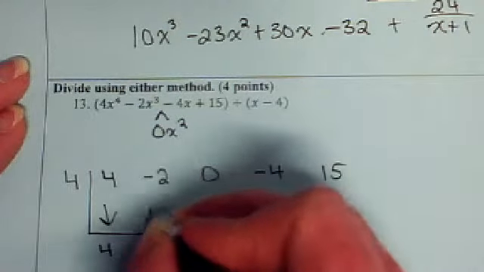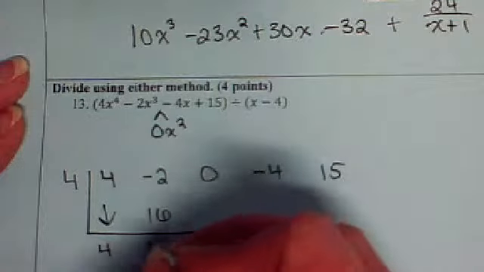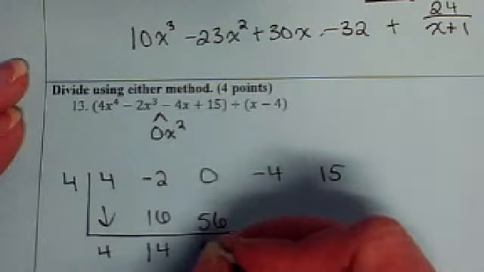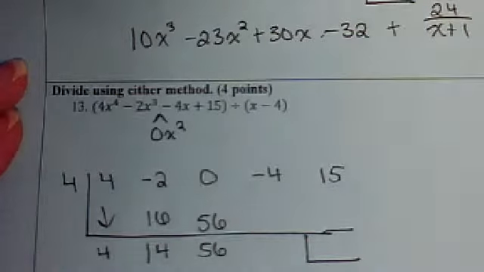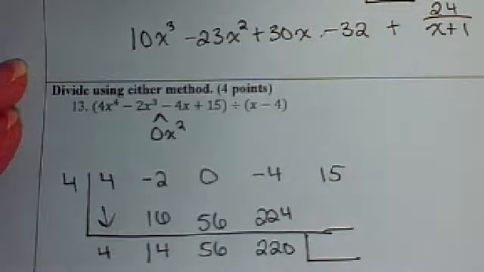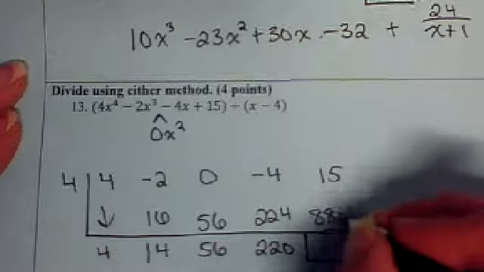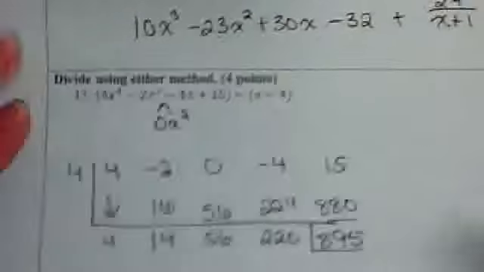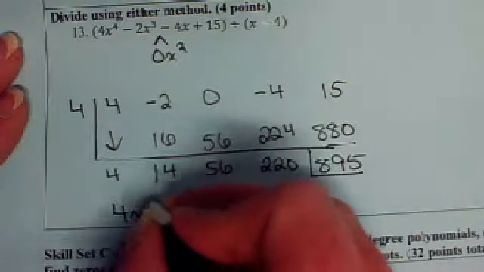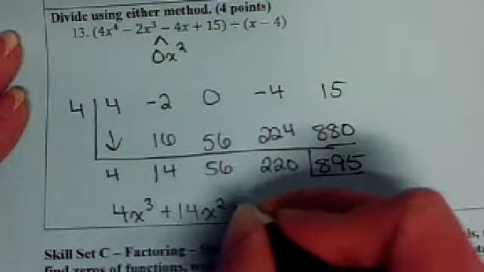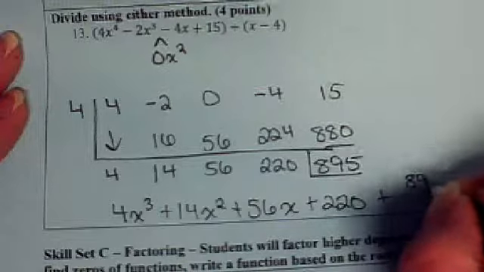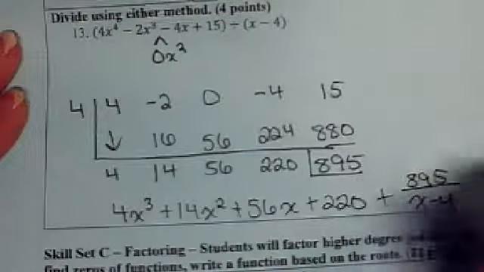4 comes down. 4 times 4 is 16. Add. Multiply. Add. Multiply. Add. Multiply and add. So remember, we started with an x to the fourth. So this one's going to be 4x cubed, 14x squared, 56x, plus 220. The 895 is the remainder over what we divided by.